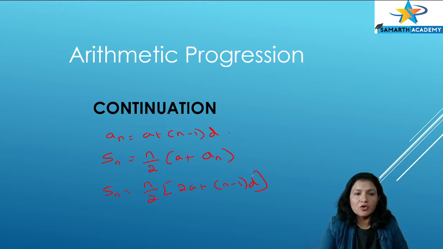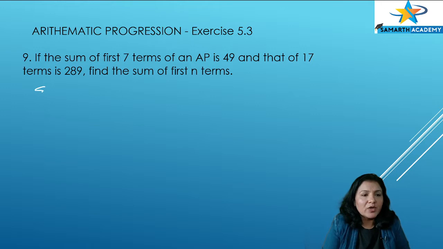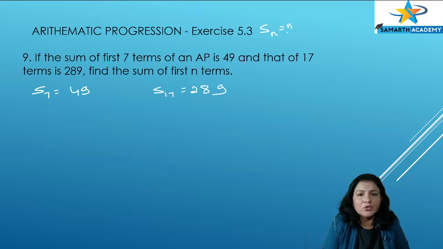So let's go for question 9. Question 9 says the sum of first 7 terms of an AP is 49 and that of 17 terms is 289. Find the sum of first n terms. So S7 is equal to 49, S17 is equal to 289. Using the formula Sn is equal to n by 2 into 2a plus n minus 1 into d, we will write for the 7th term and 17th term.